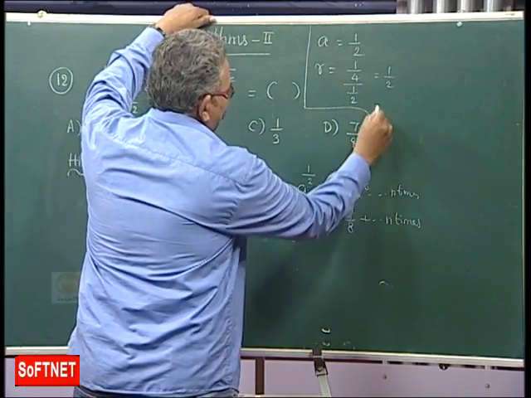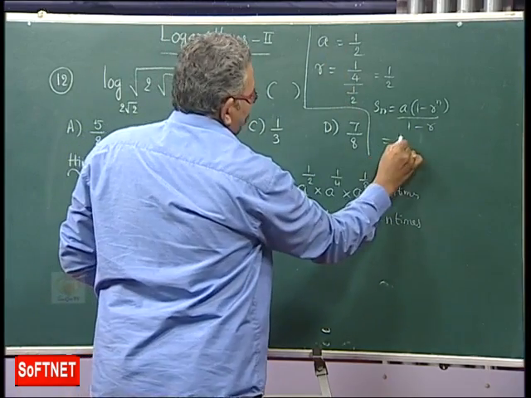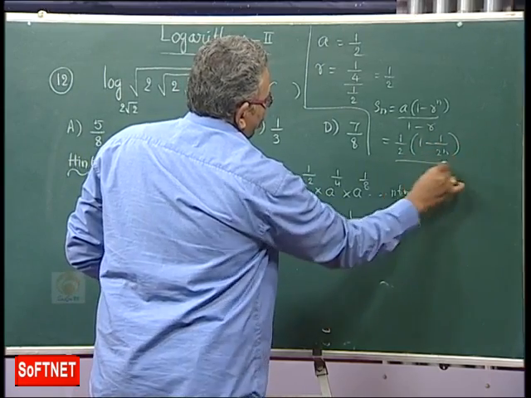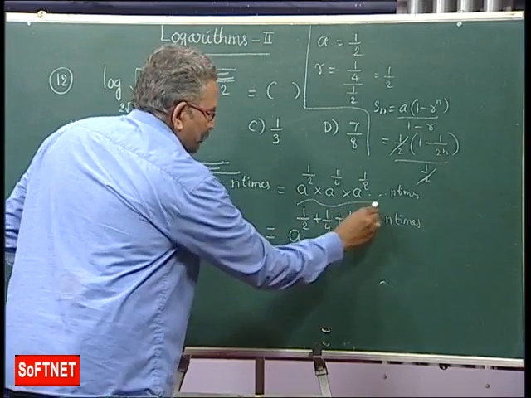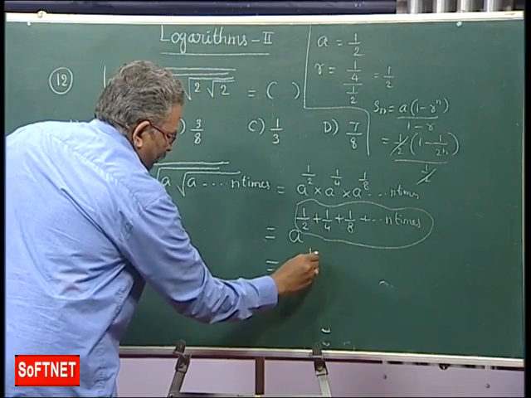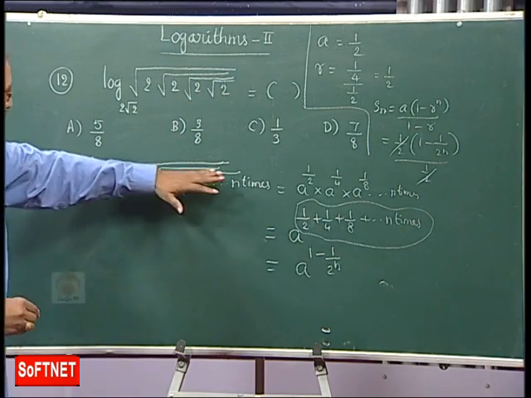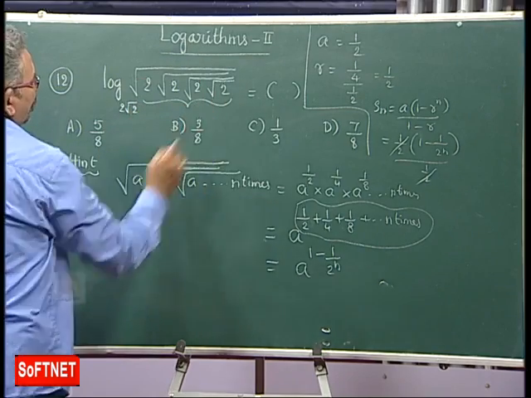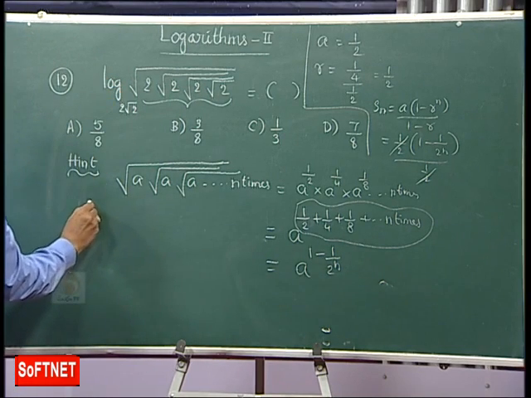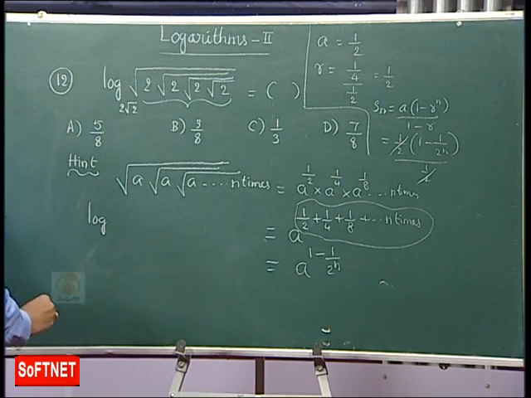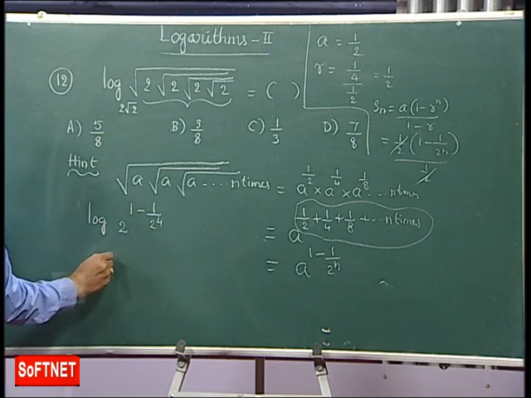Now SN formula, that means A into 1 minus R to the power of N by 1 minus R. So A is 1 by 2, 1 minus 1 by 2 power N, 1 minus half is half only, half half gets cancelled. So that means 1 minus 1 by 2 power N. So this becomes A to the power of 1 minus 1 by 2 power N. Okay. So now we can remember this one as a formula. Using this formula, this directly we can write this value. 1, 2, 3, 4. So N is replaced by 4. So we get log of 2 to the power of 1 minus 1 by 2 power 4, root 2, 2 root 2, that is 2 to the power of 3 by 2.